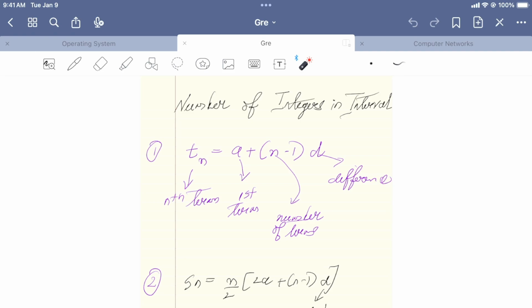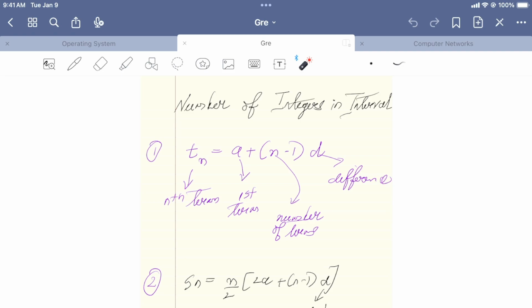Okay, so now suppose we are asked to find the number of integers in a given interval. The nth term will always be represented as a plus (n minus 1) d. Now n is the number of terms in the interval, d is the common difference that can be obtained by subtracting the first number from the second number in the interval.